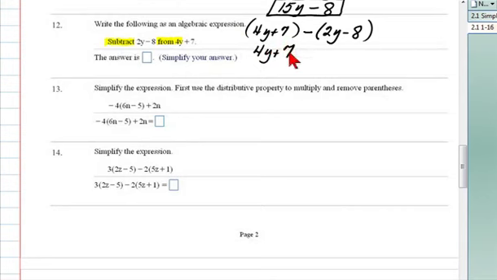But what is sitting in front of the second group? A negative 1. Now that makes a huge difference when I distribute it, because negative 1 times 2y is negative 2y, and negative 1 times negative 8 is positive 8. So my signs changed. So subtraction, you really have to watch out for. Can I simplify further? Yes. Combining like terms, I have 4y minus 2y is 2y. 7 plus 8 is 15. And I'm done.